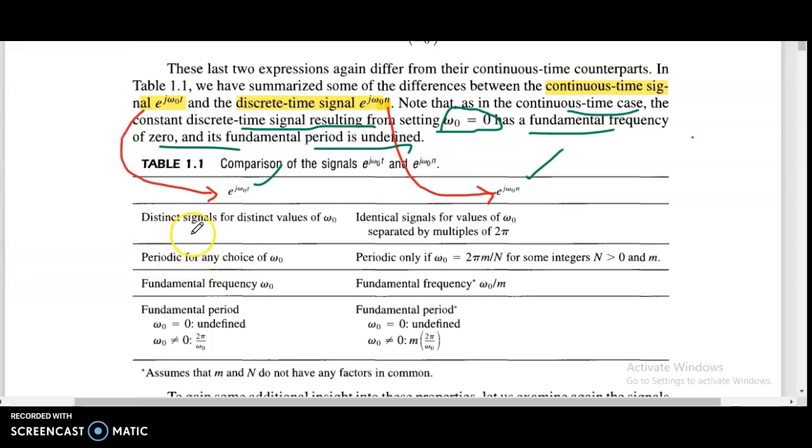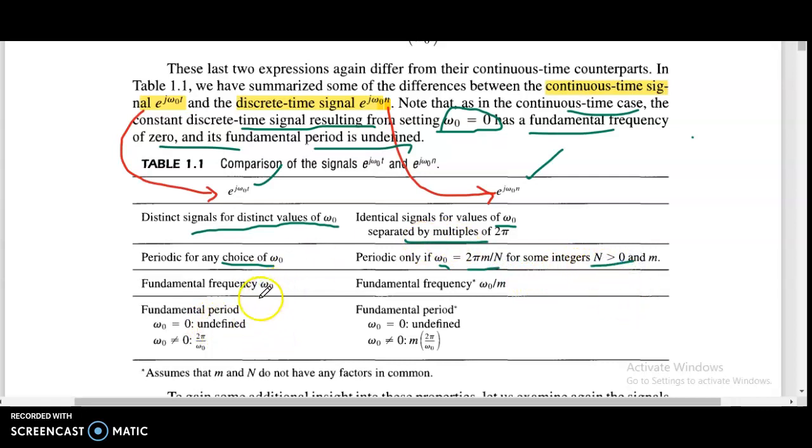In the continuous time signal, we have distinct signals for distinct values of omega naught. Here in the discrete time signal, we have identical signals for values of omega naught separated by multiples of 2 pi. The continuous time signal is periodic for any choice of omega naught. Here it is periodic only if omega naught equals 2 pi m divided by n, for some integers n greater than 0 and m.